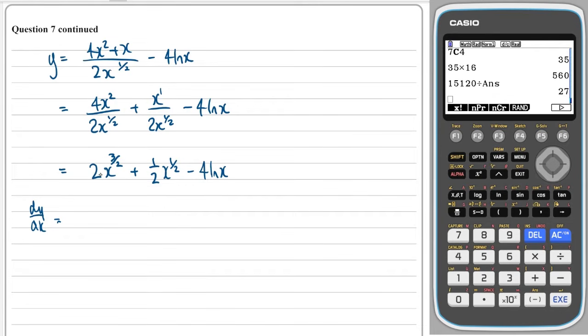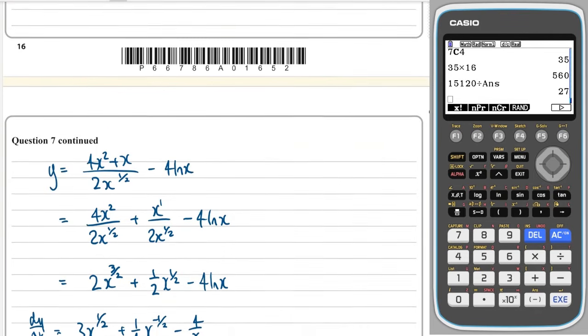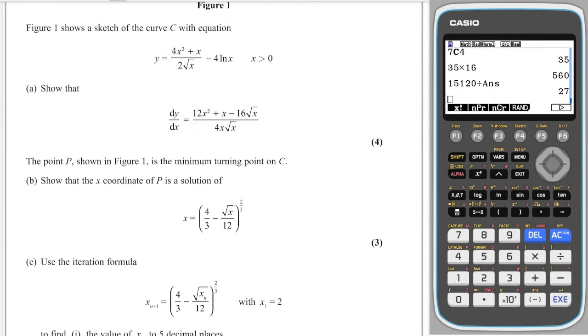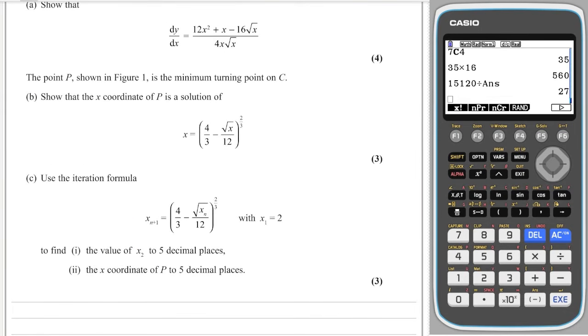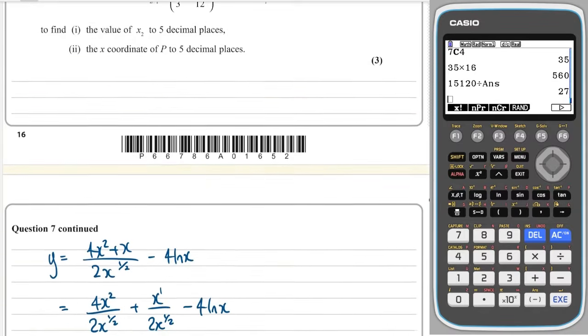and we get 3x to the half. That's a quarter x to the minus a half, and ln x differentiates to 1 over x, so we've got 4 lots of 1 over x. Okay, now is that what they wanted? No, it is not. So we're going to have to do some rearranging here.